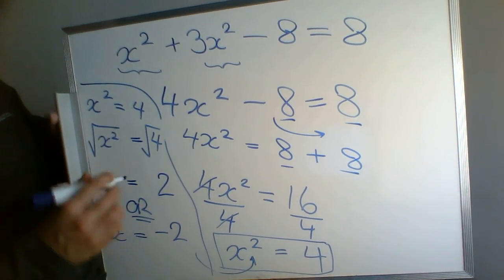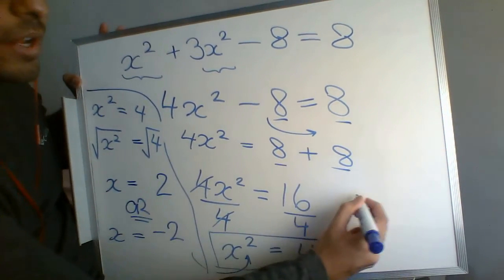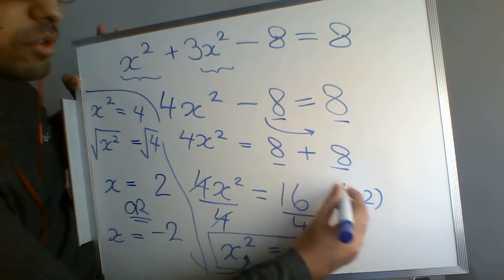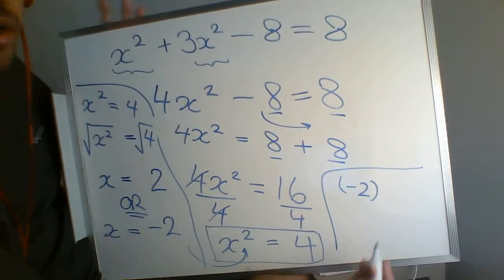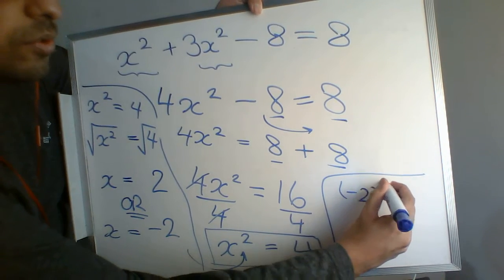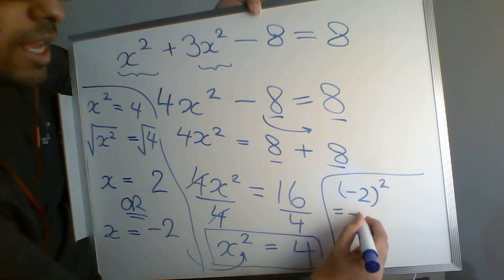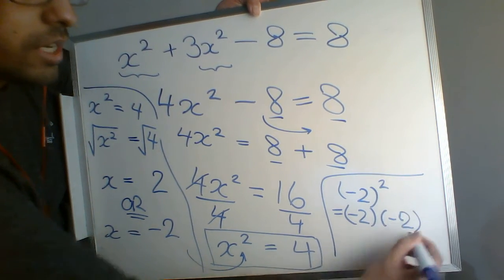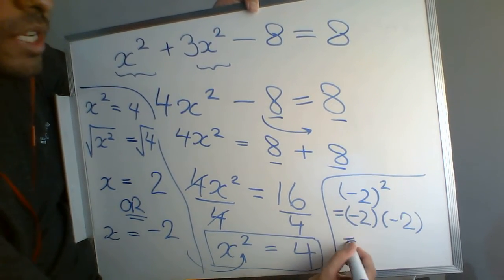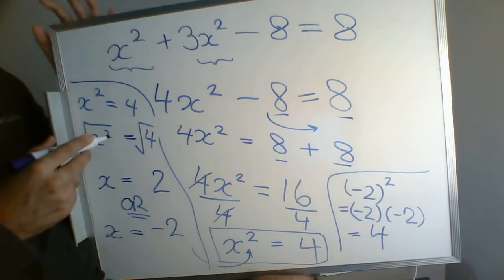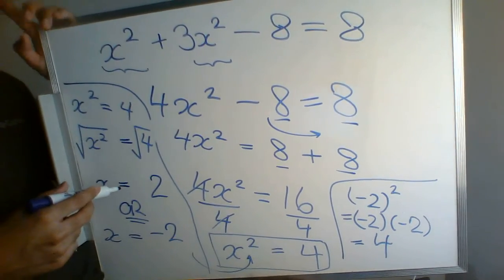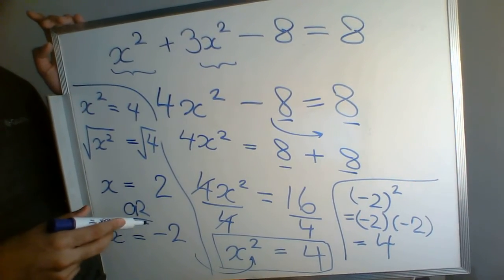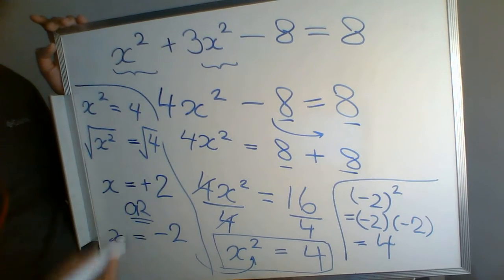Alright, because if we had negative 2 and we squared it, this is another add-on to this question, negative 2 squared is the same thing as negative 2 times negative 2, which is equal to positive 4. So that means it fits the bill for the square root of 4. So it could be negative 2, or it could be positive 2.